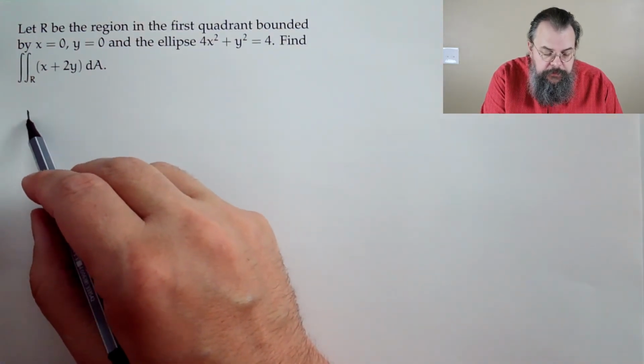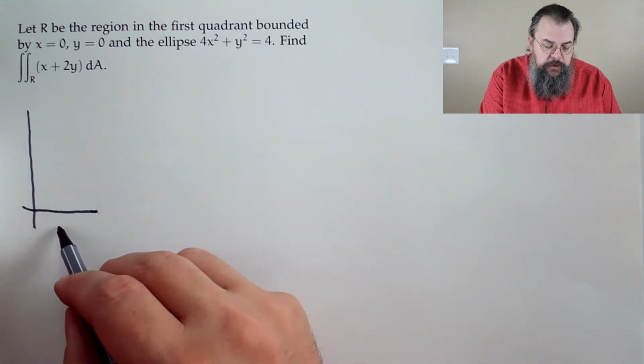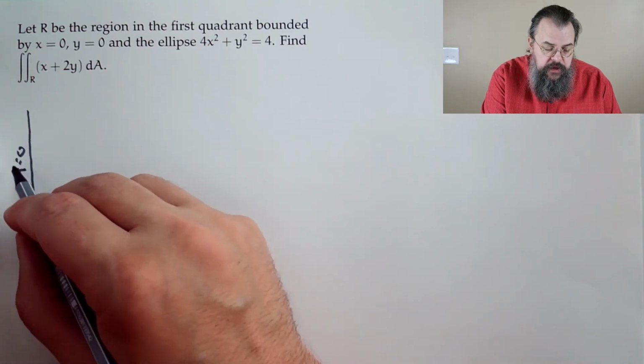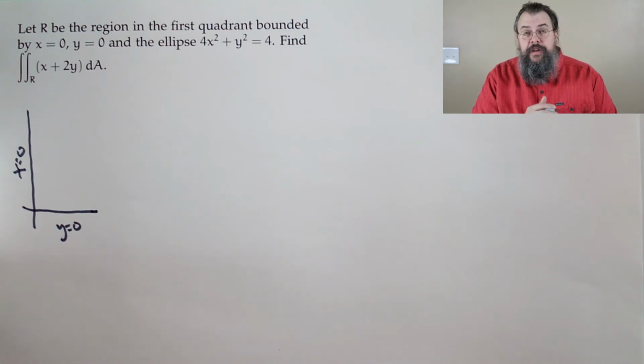What do we see? Well, we have some bounding curves. We have, of course, y equals 0. That's our x-axis. We have x equals 0. That's our y-axis. 4x squared plus y squared equals 4 tells us it's an ellipse. We can actually figure some things out.